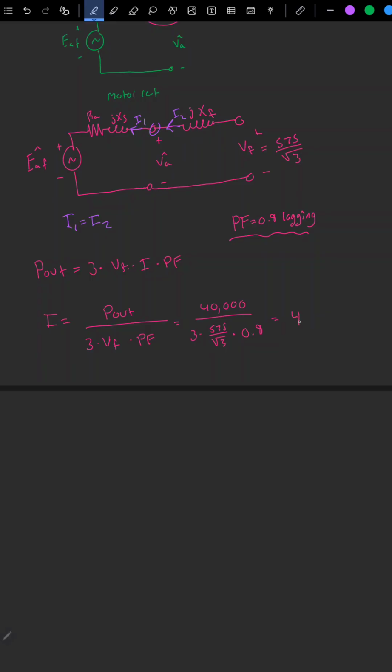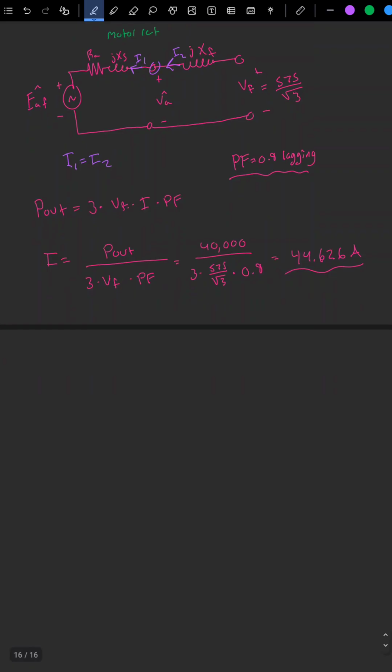So we're going to get 44.626. Same thing as we got last time, very similar power factors. The only thing different with this is the added branch, which is just meant to confuse you, but realistically it's just as easy. So now that we have that, we can solve for EAF.